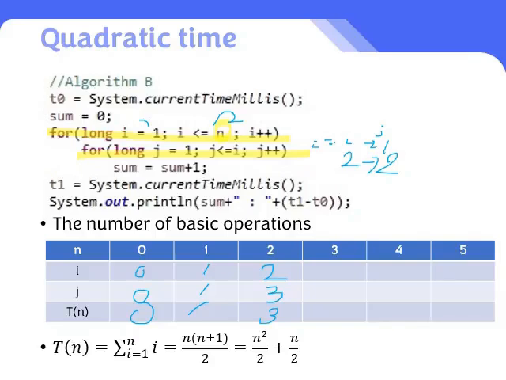If you keep calculating like this, the value of T(n) is n times (n plus 1) divided by 2. And here, the most important thing, the part that changes the most rapidly, is the value of n squared divided by 2. In other words, it requires n squared. We call this quadratic time.